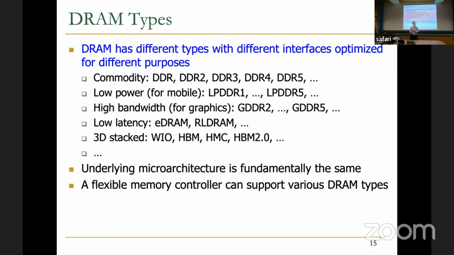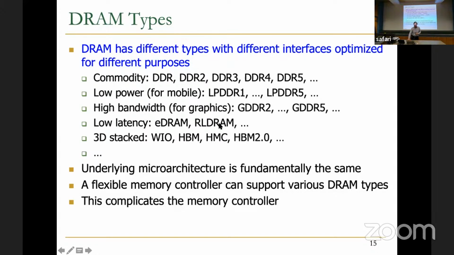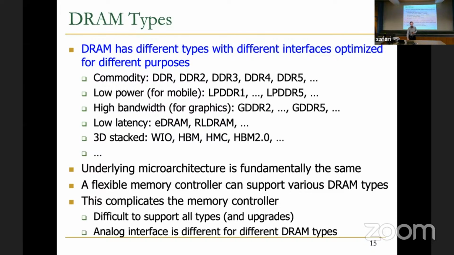If this is the case, you can think that a flexible memory controller can support various DRAM types. And this is true, but it is very difficult to do in practice because you need to design many different controllers to take into account the different timing parameters, for example, and different specifications of different memories. And this complicates the memory controller. So it's difficult to support all types and potentially upgrades.